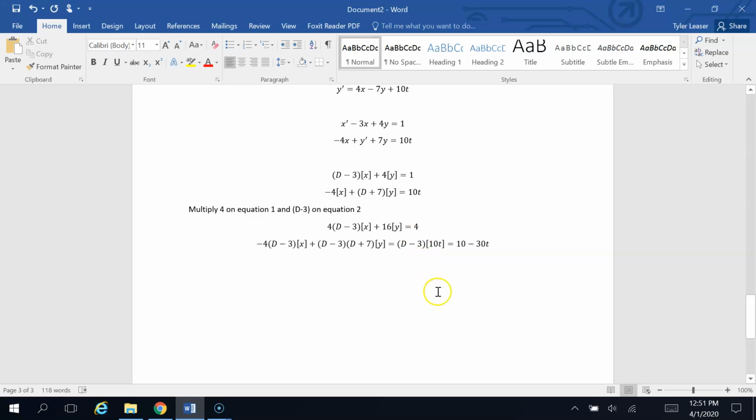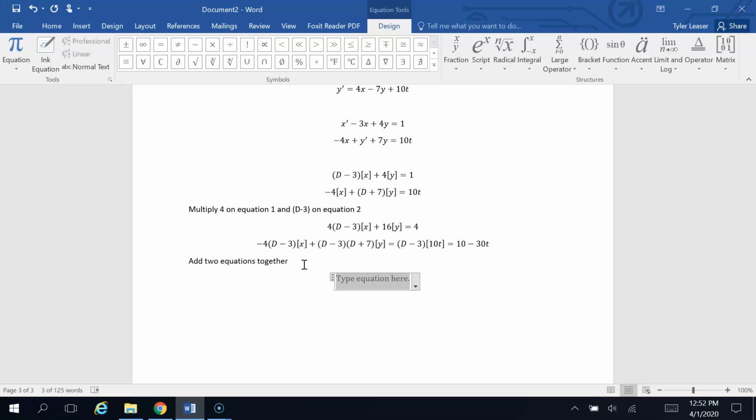Then we're going to add the two functions together. The reason we are adding these two functions together is that this first term, 4d minus 3 operating on x, and this first term, negative 4d minus 3 acting on x, are going to cancel each other out. So we're going to add the two equations together.